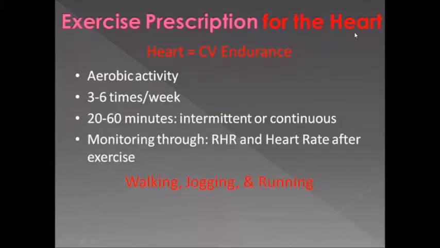Exercise prescription for the heart. Again, if you are developing your cardiovascular endurance, you are also developing your heart as well. So you can do aerobic activities such as walking, jogging, and running for 3 to 6 times a week with 20 to 60 minutes a day. So you can do it intermittently or continuously. Monitor through RHR and heart rate after exercise.